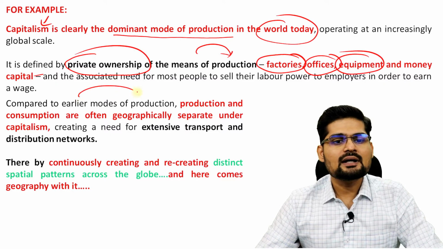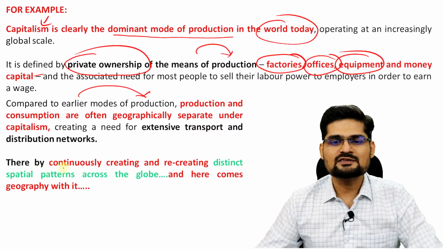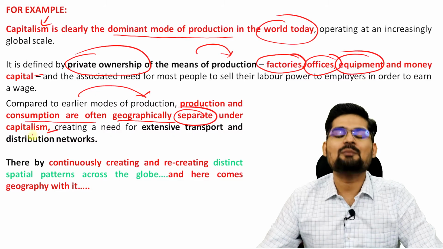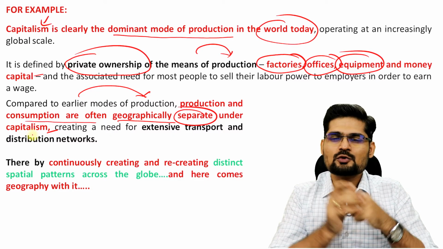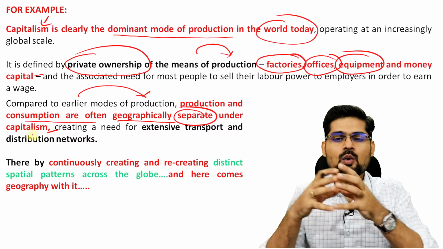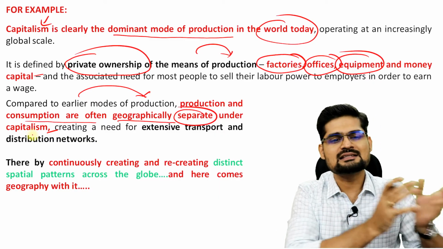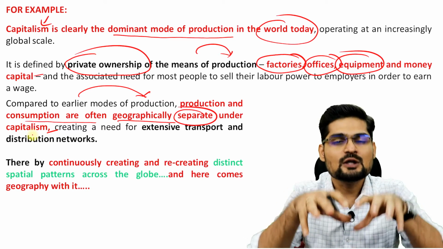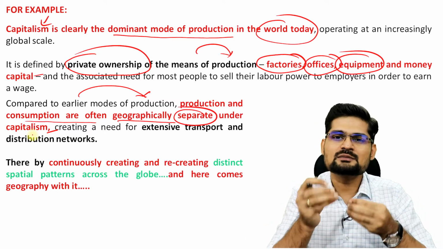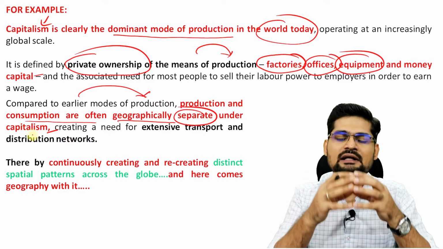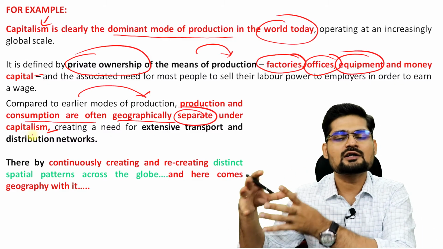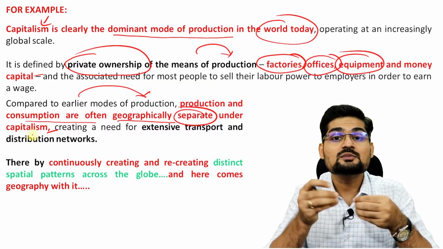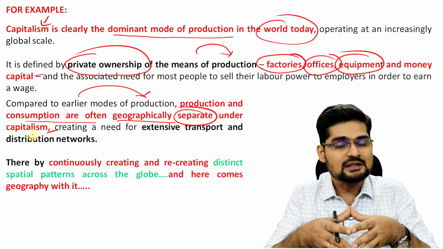Right? So compared to the earlier modes of production, what we observe here is that production and consumption are often geographically separate under capitalism. Right? It means what? Production is happening somewhere while consumption is happening somewhere else. They are not happening together in terms of geography. It means in terms of locational attribute. So if something is produced in, suppose, north of India, the commodity is traveling all the way across India and going to south of India where people are consuming it. Through what? Through the means of technology, through advancement in transport.